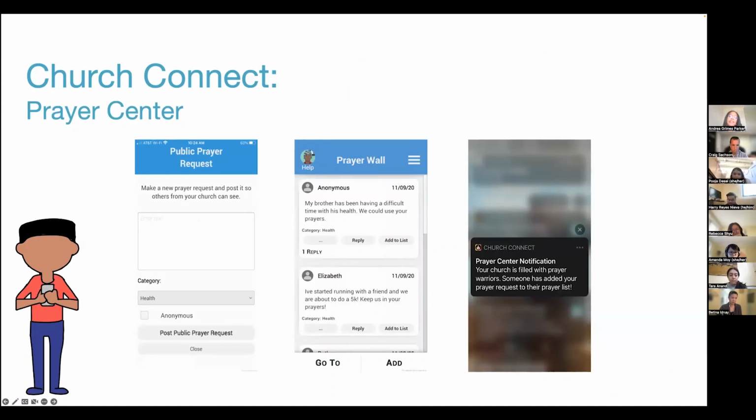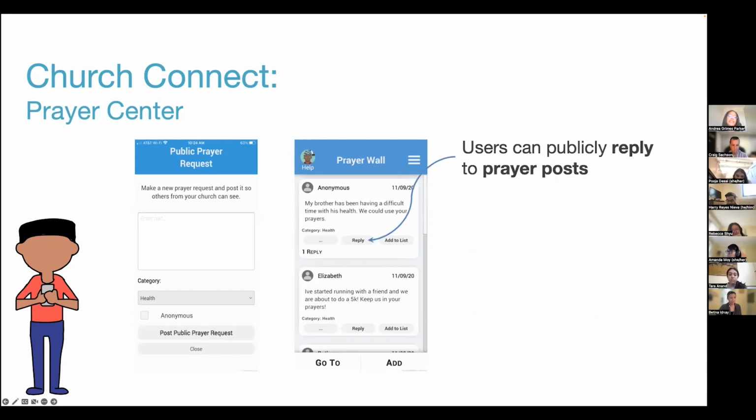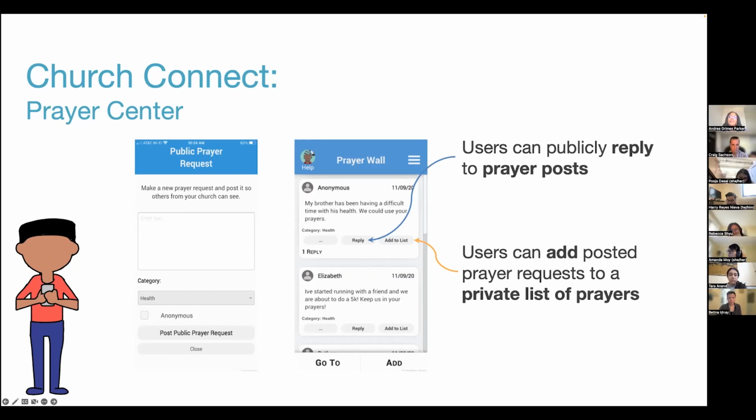Prayer requests can be thought of as issues of concern, challenges, hardships, or other topics that a church member would like others in their community to pray for them about. When prayer requests are posted, others within the church community can see those posts and post a public reply. And church members can also save prayer requests that they view to a private prayer list. A church member's prayer list is viewable only to them. And we designed this prayer list feature to augment an existing practice that our participants shared with us.